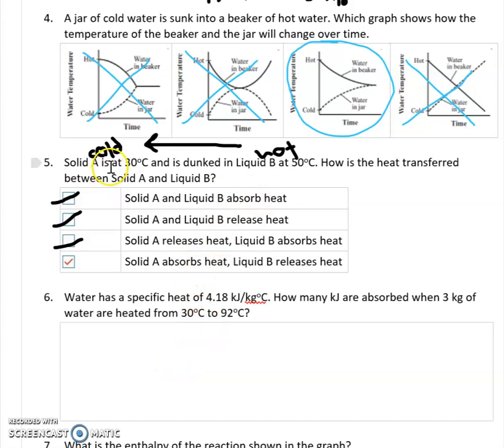So solid A absorbs the heat. It's on this side of my arrow. While liquid B, which is hotter, releases the heat. And that makes sense. Liquid B is hot, so it gives off heat to solid A that is cold and absorbs the heat. All right, and that is where I'm going to stop this first part of the review.